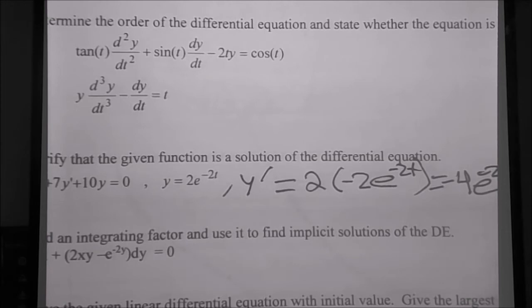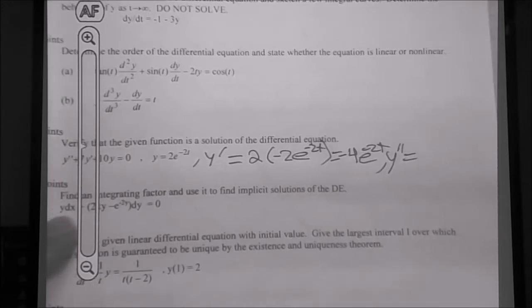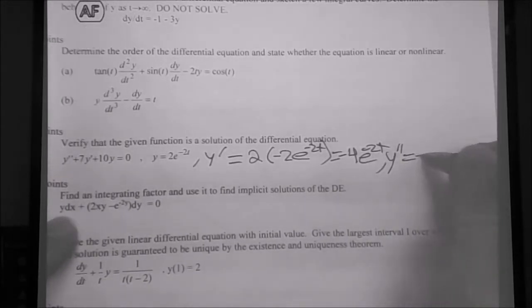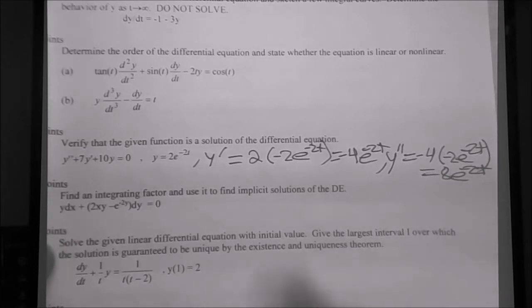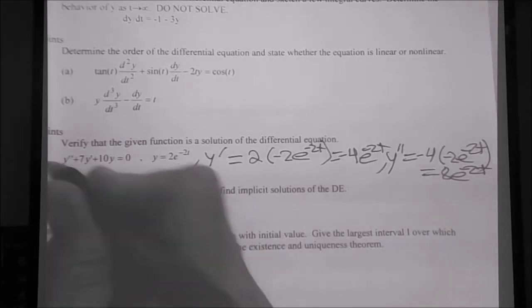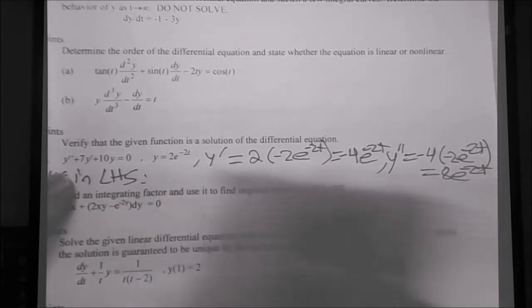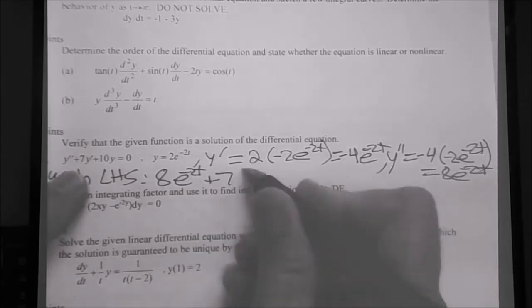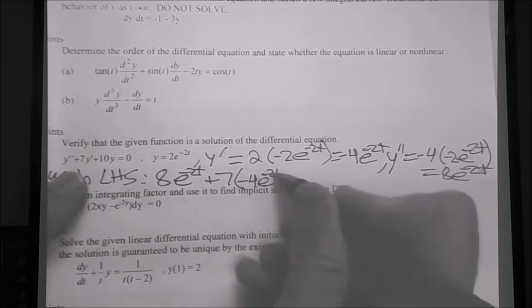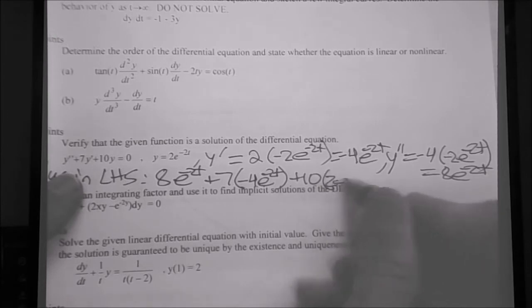Then y double prime is equal to the derivative of that. Minus 4 comes out, the derivative of e to the minus 2t is minus 2 e to the minus 2t again. So you get 8 e to the minus 2t. Now you plug those in to the left-hand side. Y double prime is 8 e to the minus 2t. Then I have to add 7y prime, which was minus 4 e to the minus 2t. And then I have to add 10y, 10 times 2 e to the minus 2t.